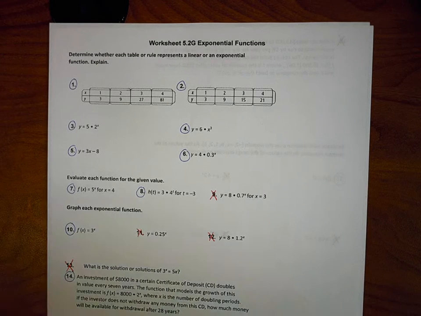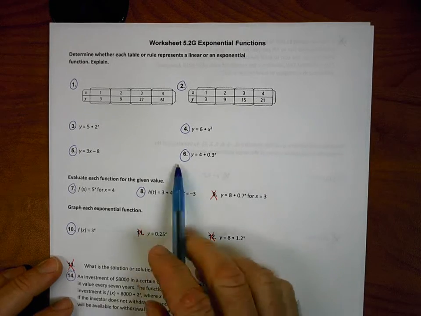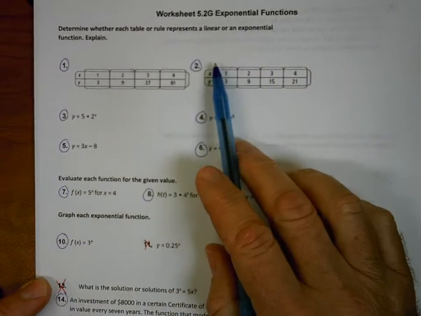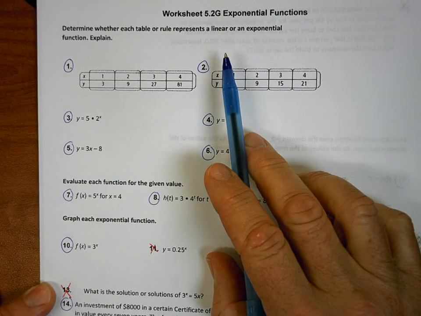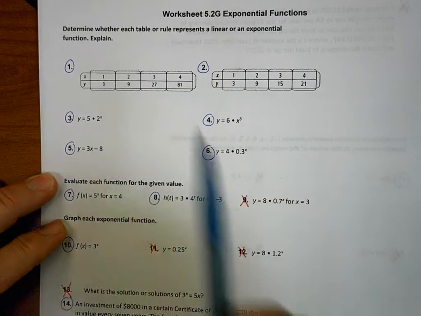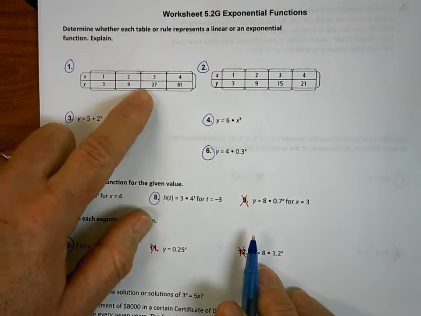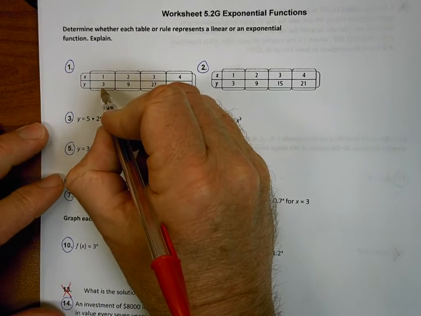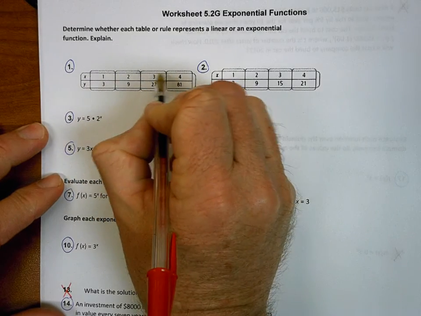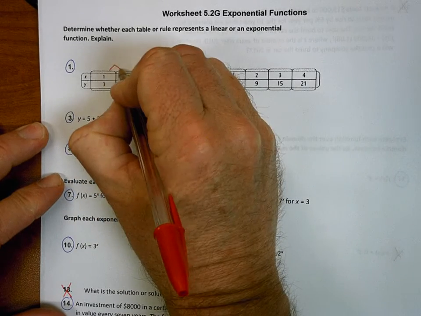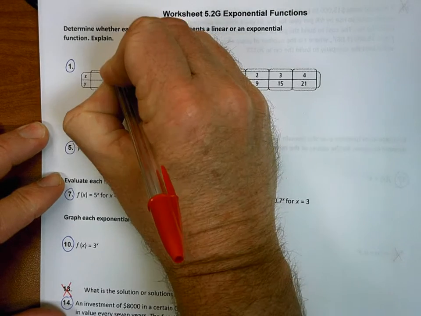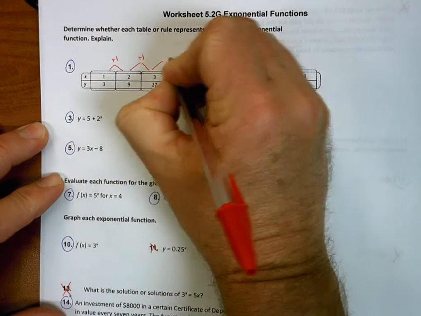Thank you. Okay, so here we go with our solutions to this worksheet. In numbers 1 through 6, we're going to be determining whether each table or rule represents a linear or an exponential function, and then we're going to explain. When you have a table, you want to take a look at the x values and see if they're all increasing by the same amount, and you can see that each x value from 1 to 2, from 2 to 3, from 3 to 4, are all increasing by 1.